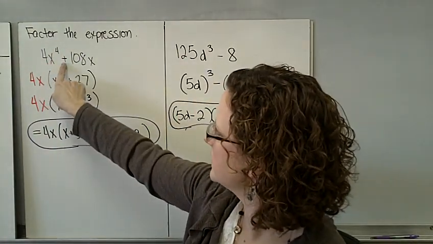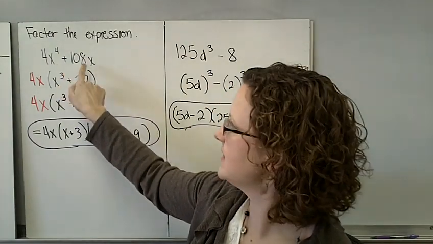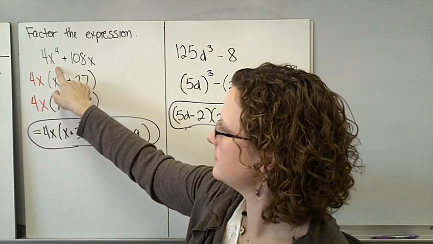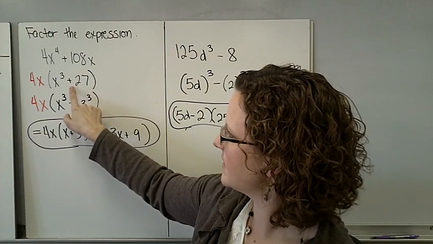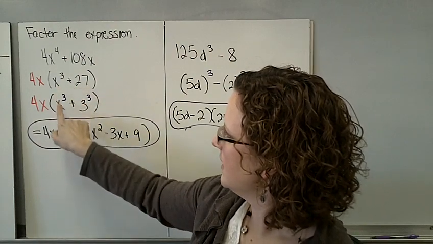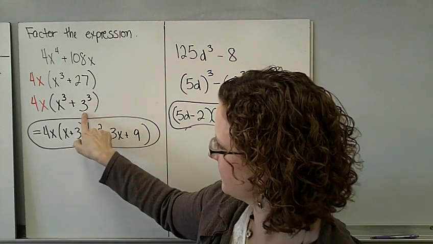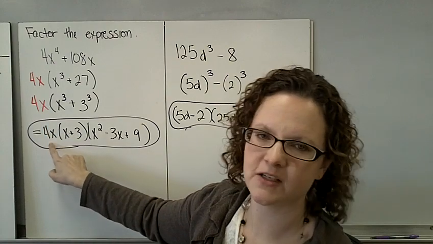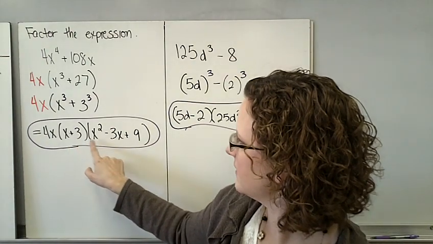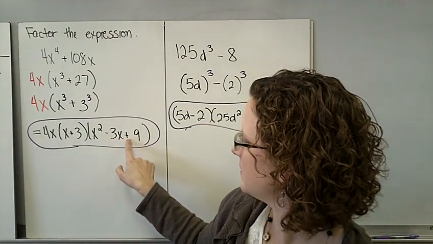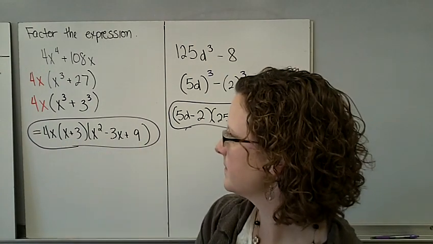Factor the expression. Sum. Is this a cube? Is that a cube? No, but we have a GCF that we can factor out. Greatest common factor is going to be 4x, and I'm left with x cubed plus 27. Sum of two cubes. X cubed, 27 is the same as 3 cubed, so we have our a and our b. Write the 4x down. It's just one of those things that we have to hold on to till the end to write our final answer. A plus b, a squared minus ab plus b squared. Okay? It's just like the example on the last slide.